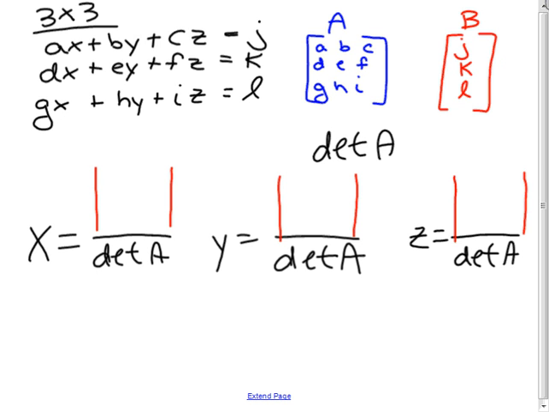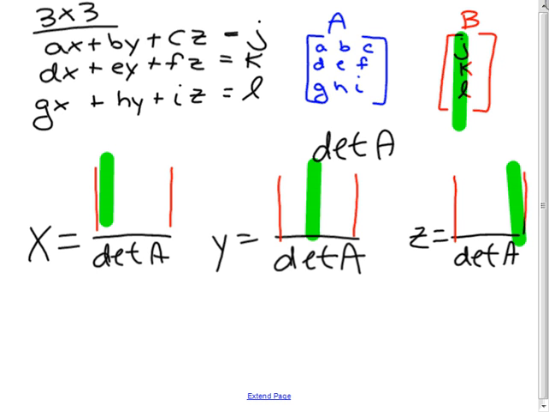Depends on which variable you're looking for as to where your answer matrix is going to fall. Your answer matrix is that B matrix. When I'm solving for x, it goes in my x column. When I'm solving for y, it goes in my y column. And when I'm solving for z, it goes in my z column. Otherwise, you plug the numbers in accordingly.